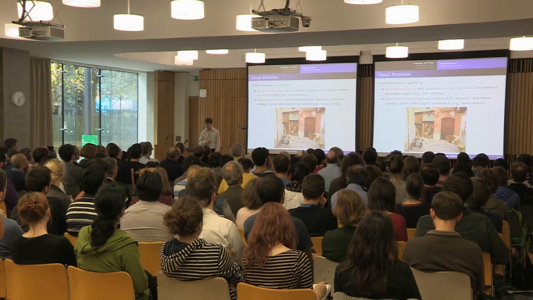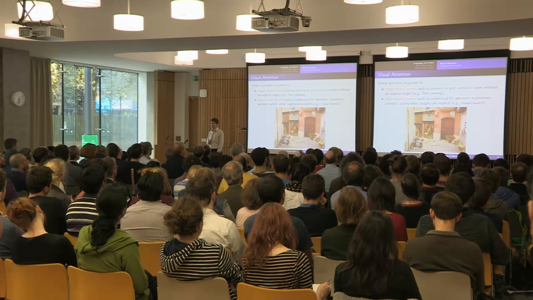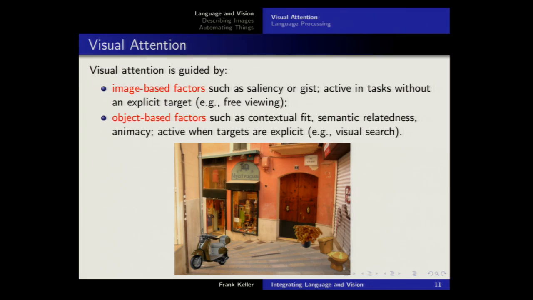A second set of factors are context-based or object-based factors, where you assume that the participant has recognized the objects in an image, and then they direct their fixations based on how the objects relate to each other. There might be out-of-context objects here.